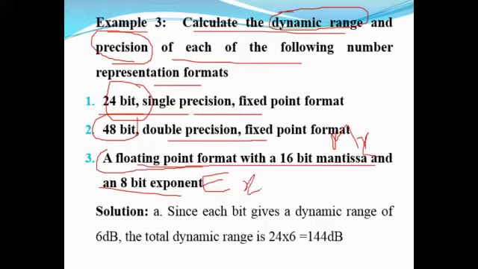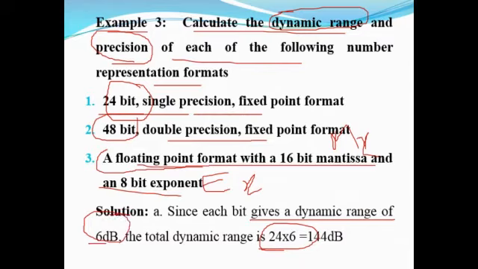Then if I go with the solution of this example, each bit will give me a dynamic range of 6 dB. So the total dynamic range is 24 into 6. That is, for each additional bit of representation, we saw that there is an increase of 6 dB.